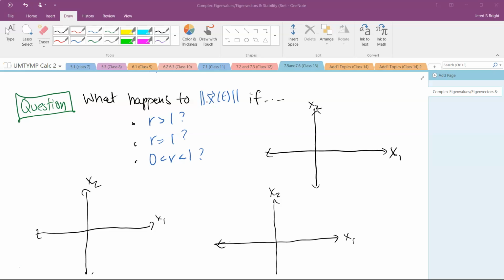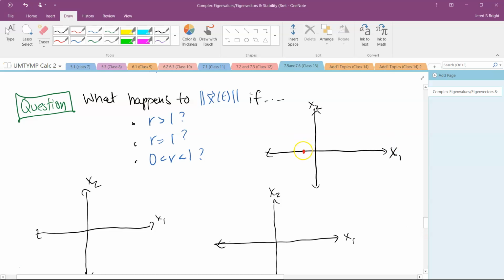Okay, so we want to know what happens to this length if r is bigger than 1, r is 1, and if r is less than 1 but bigger than 0. Okay, so first thing is if r is bigger than 1, what you can imagine is going to happen is that you're going to have some starting point. Maybe you have it here. Okay, and x1 and x2, imagine those are your real and imaginary axes.